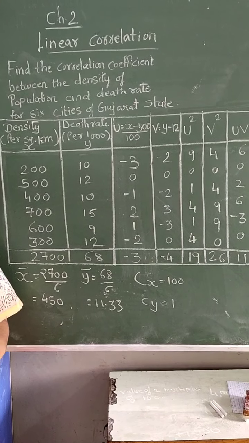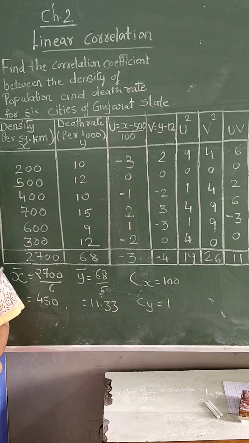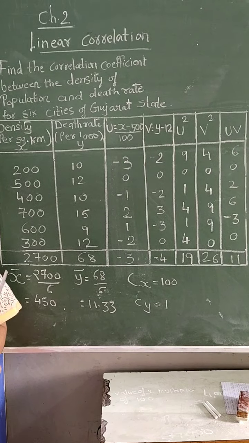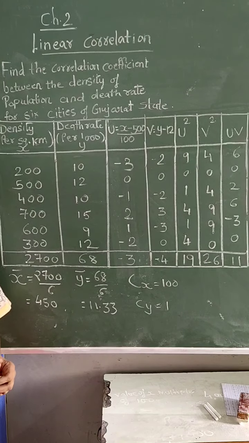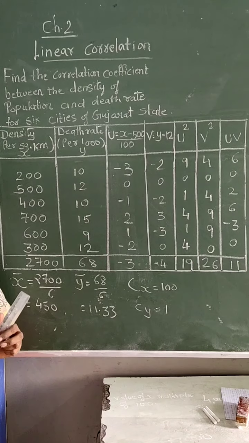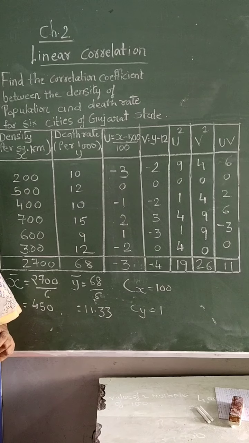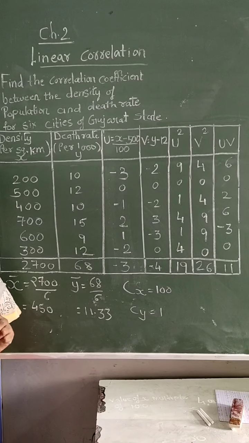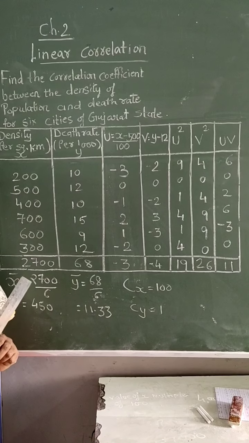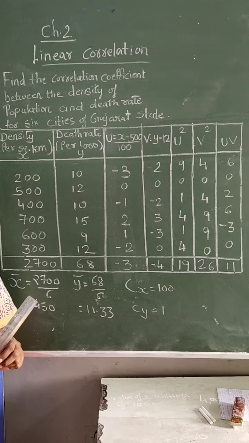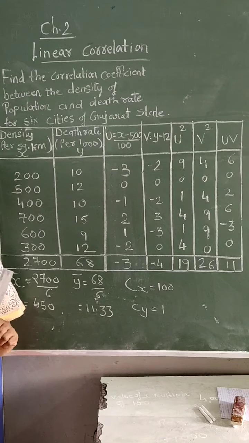Hello students, in the last video we have seen Pearson's product moment method. I have shown you the sum whereby changing the origin and scale of the original data we have reduced the values so that our calculation becomes easy. Today again I am going to show you one more sum where the values are big, but by changing their origin and scale, we can reduce the calculation which becomes more easy.